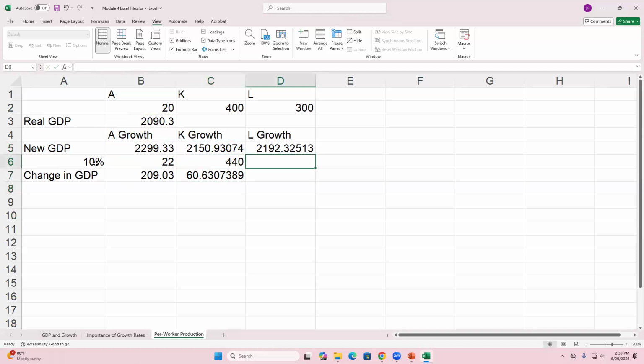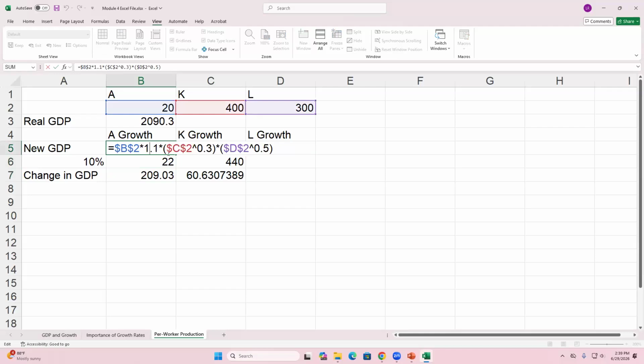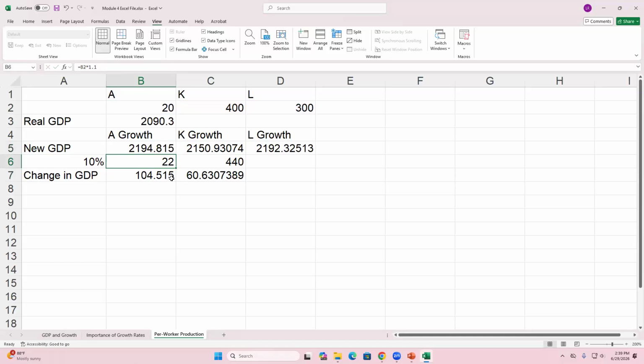Okay. In fact, you could do something like, let's think about what if instead this was 0.05, so it only grew by 5%. It still increases real GDP by more than a 10% increase in capital. So total factor productivity, very important.